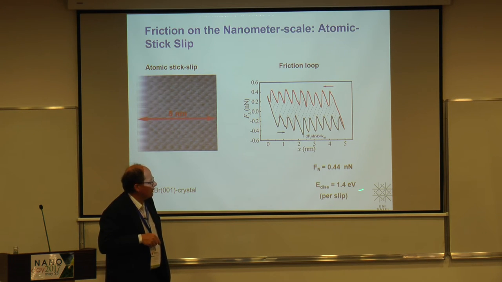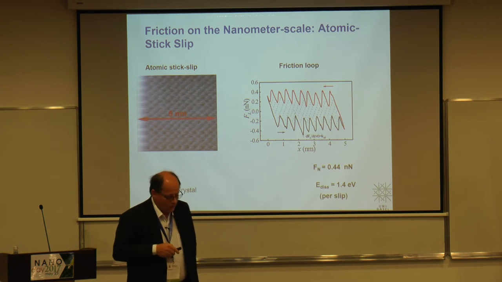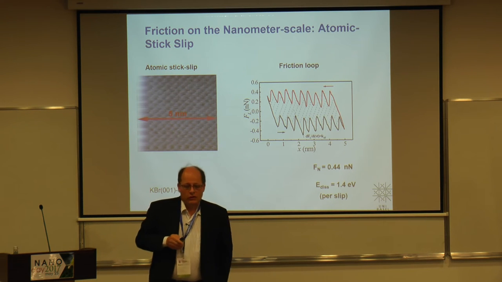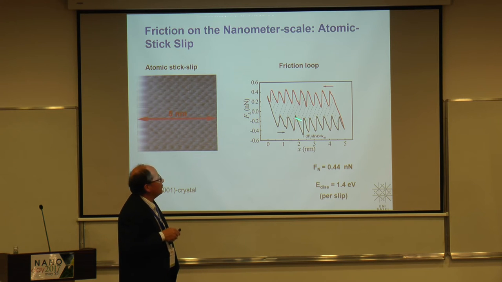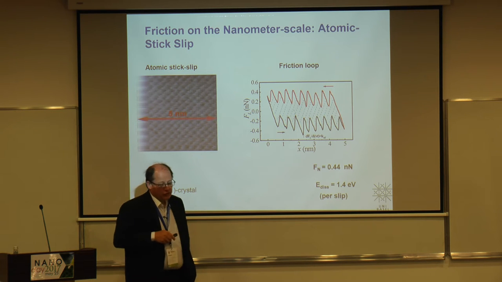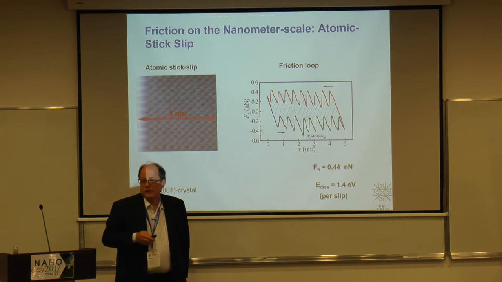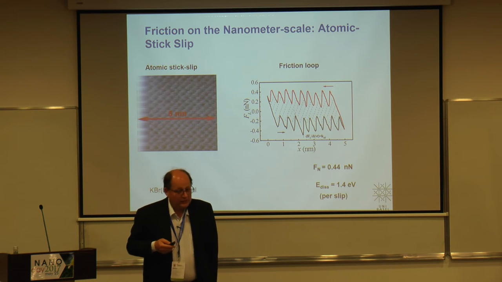If you calculate in this case, it's something like 1.4 electron volts per slip. So that's comparable to chemical bonds, and it's also about what you really dissipate in this kind of atomic friction. So that's one of the basic mechanisms. It's probably one of the most important mechanisms by which energy is dissipated.